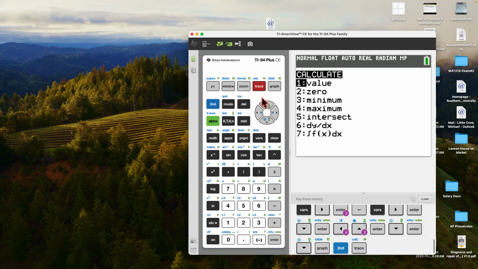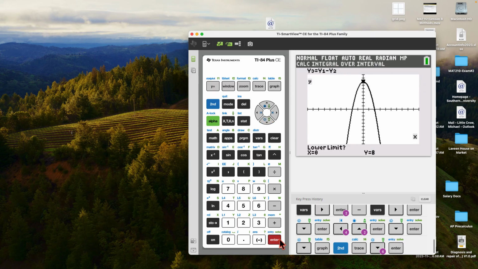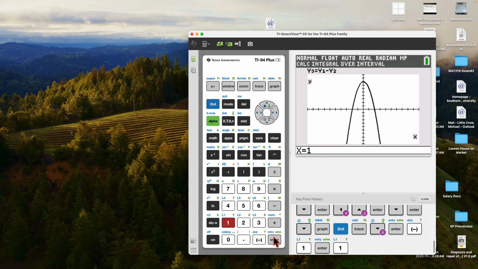Second, calc, integrate, number 7, and it asks for the lower limit. The lower limit is -1. The upper limit is +1, and it shows us that area is 14.666, which is 44 thirds, which is what we got. That's where I was looking for the big thing, and I had the wrong number there. It didn't match what I came up with, but that helped me find my errors.